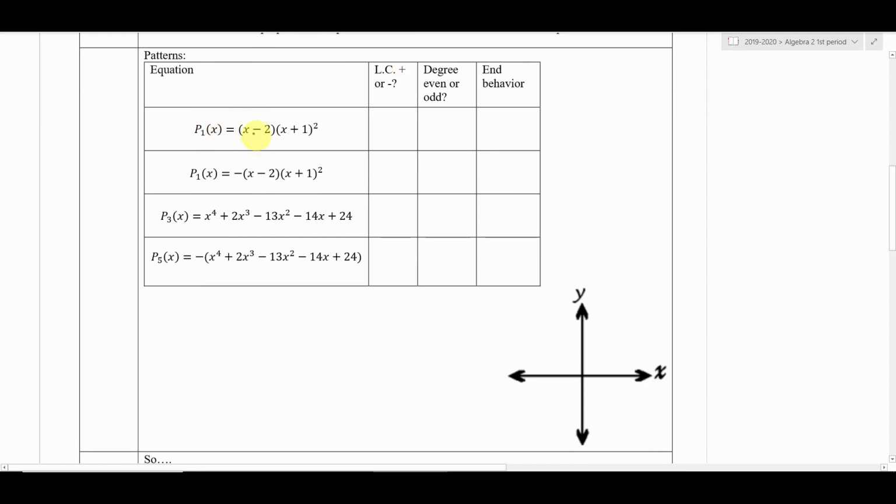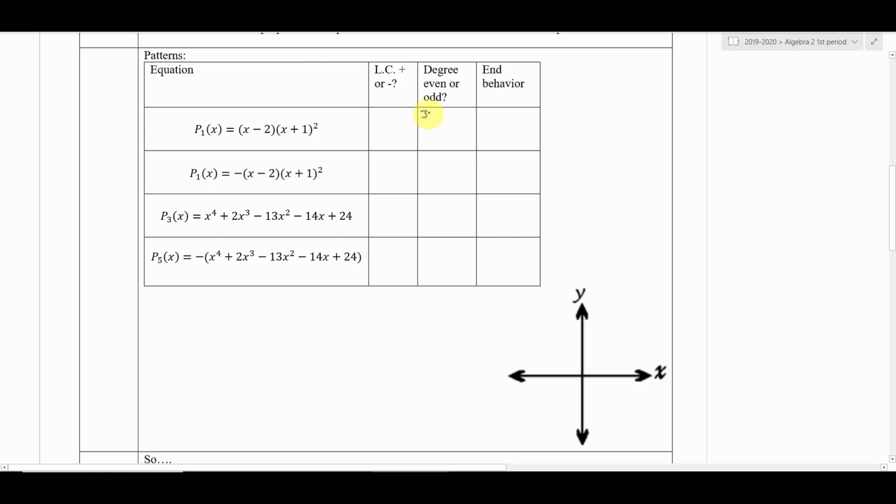We have a polynomial that's in factored form. We've got parentheses being multiplied, x minus 2 and an x plus 1. Don't forget from the last lesson, we talked about this situation where we have a factor that's being raised to a power. So this x plus 1 is being raised to a power of 2. So really, even though we don't see it, there's 2 x plus 1s here. So there's 3 factors. Okay, and what that tells us is we have 3 factors with an x in it. So we have a degree of 3.